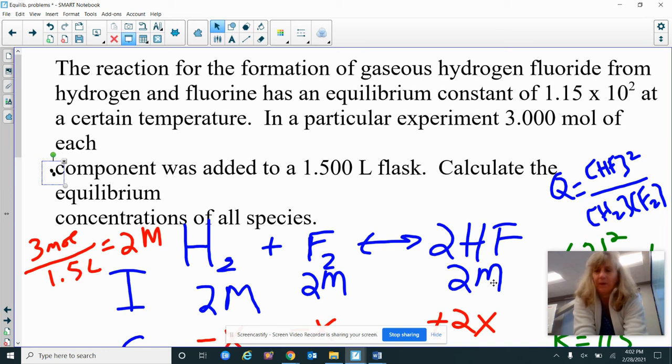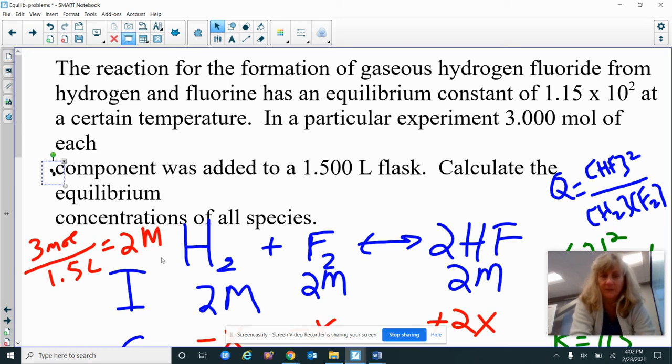And Q, if it's equal to K, we know it's at equilibrium. If it's less than K, then we know it has to shift to make more products. If it's more than K, then it has to shift to make more reactants.